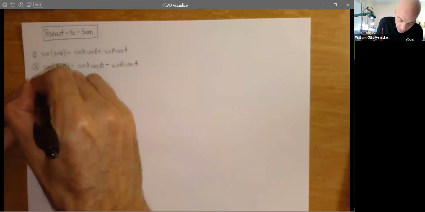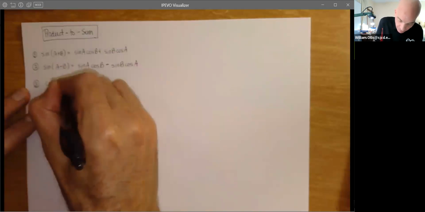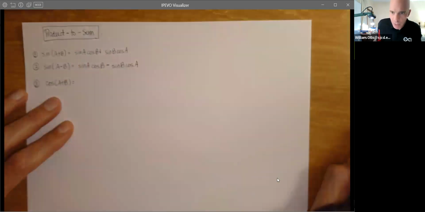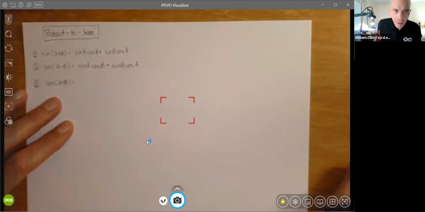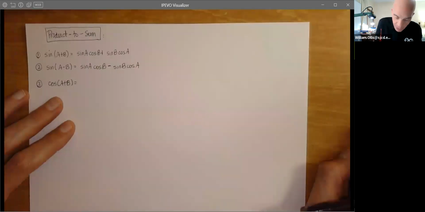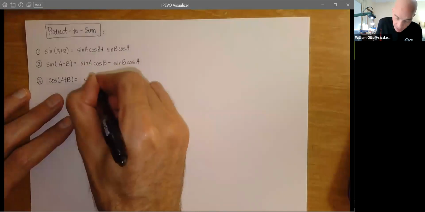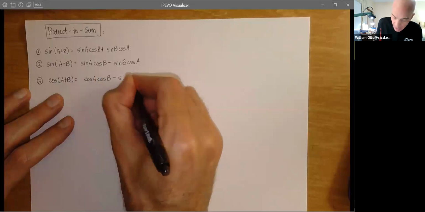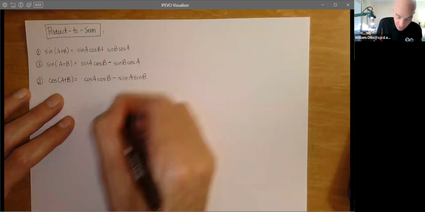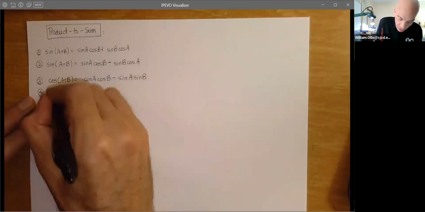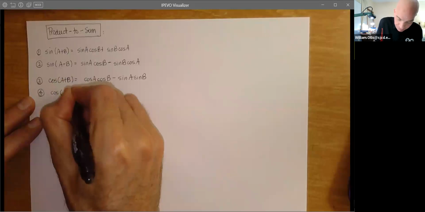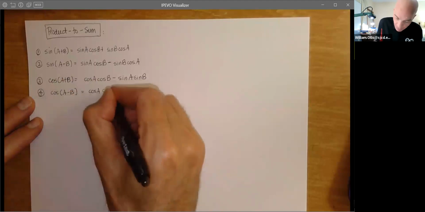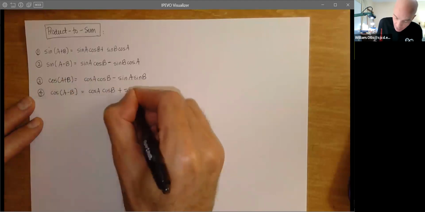Now we'll do the cosine ones. Number 3: cosine of A plus B. Sorry, let me get a little more focus. So we have cosine A plus B equals cosine A cosine B minus sine A sine B. Remember, that was the first one we proved. And then number 4, we have cosine A minus B equals cosine A cosine B plus sine A sine B.